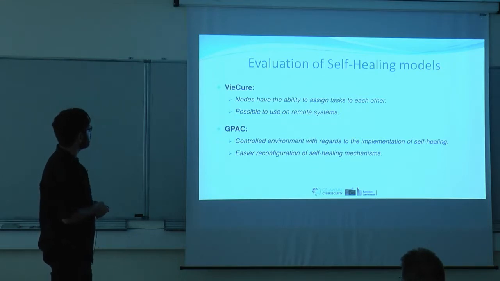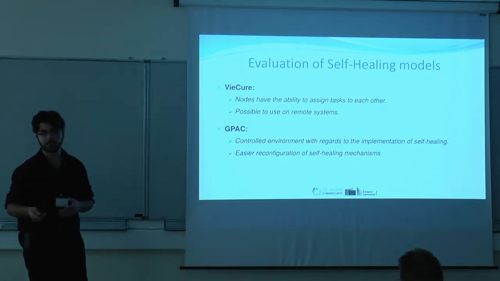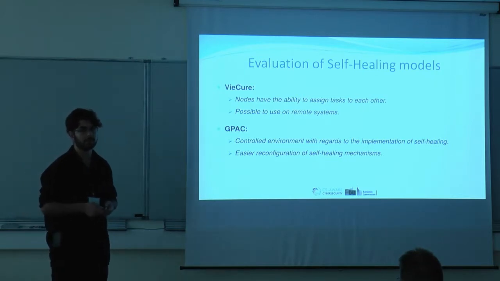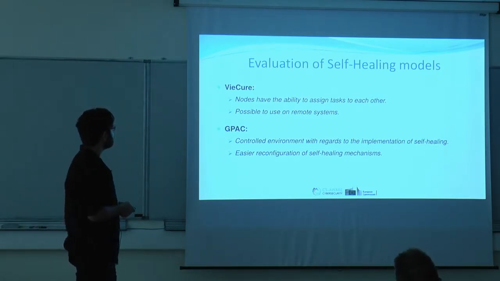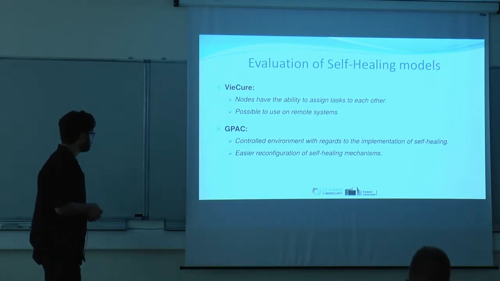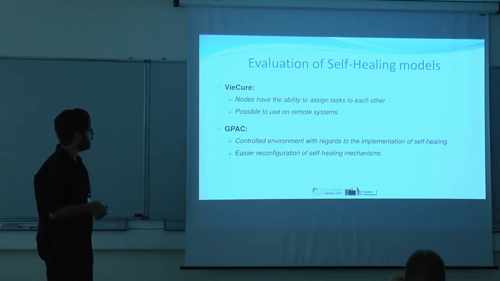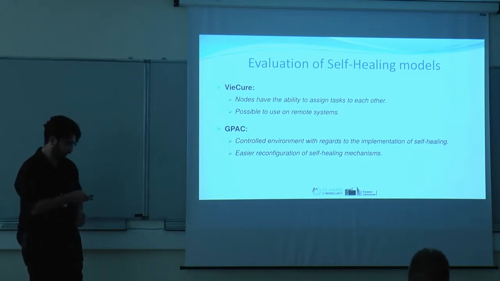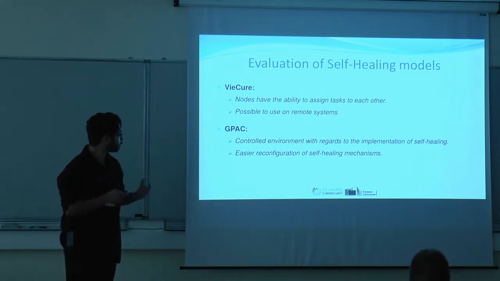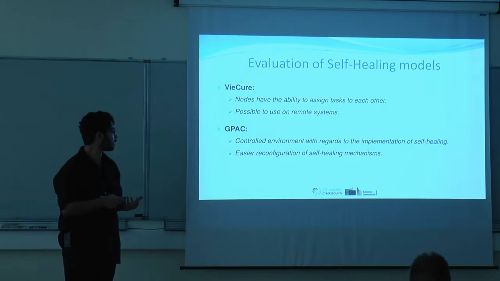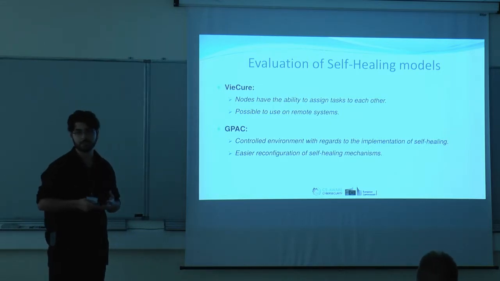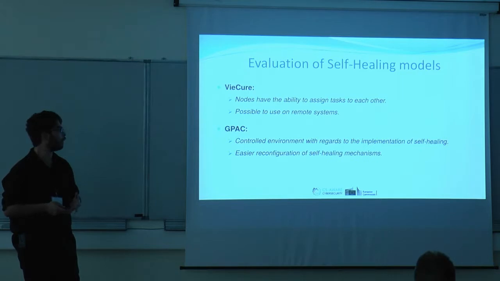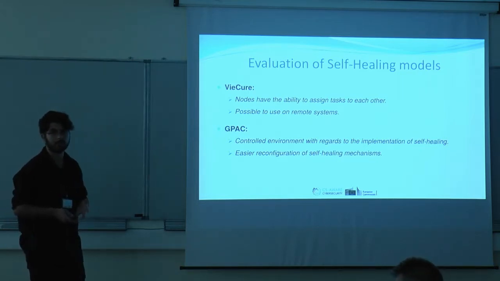Okay, VCure nodes have the ability to assign tasks to each other because it's bottom-up, so it utilizes an ad hoc strategy. It's possible to use on remote systems, which is really important. GPAC offers a controlled environment with regards to the implementation of self-healing and easier reconfiguration of self-healing mechanisms. It's really important because GPAC also doesn't add any additional complexity to managing the self-healing, because self-healing is used because we want to deal with complexity, not add additional complexity.